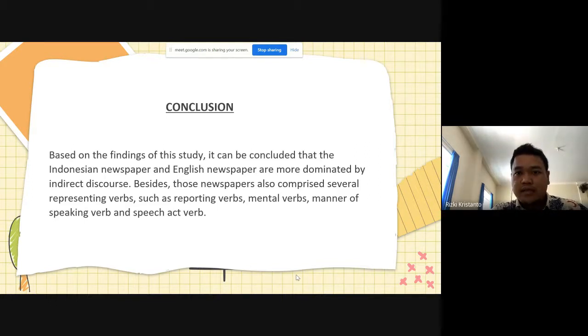So yeah, it has been told by this article that most of the articles in Kompas and also Jakarta Post are more dominated by indirect discourse. So if you want to research, especially in indirect translation, you can go to those platforms. You can go to those familiar platforms that I have already told you before, Kompas and also Jakarta Post. Next, please.